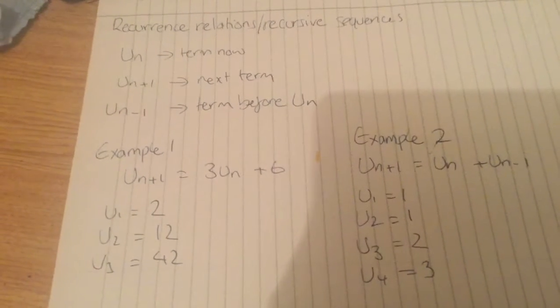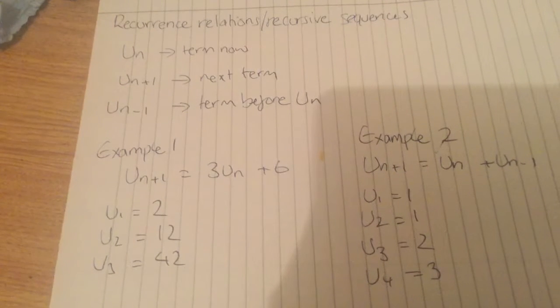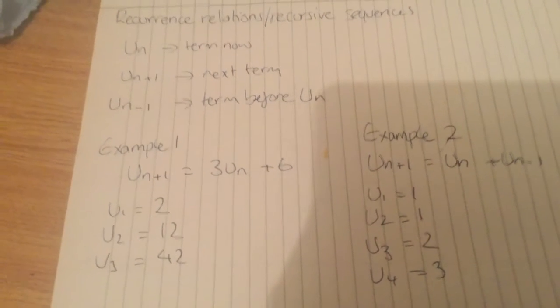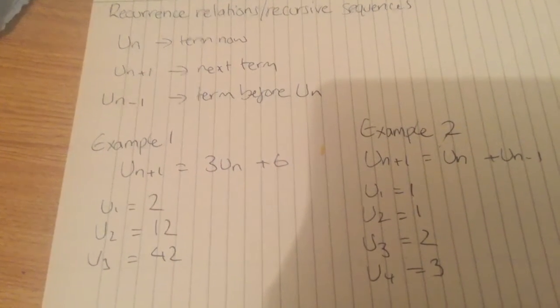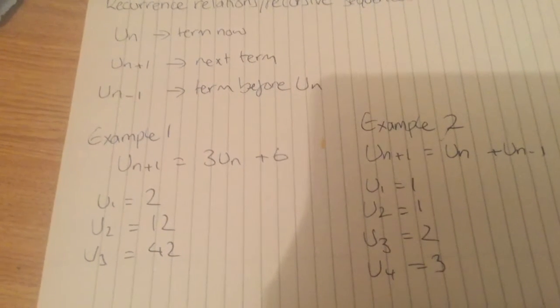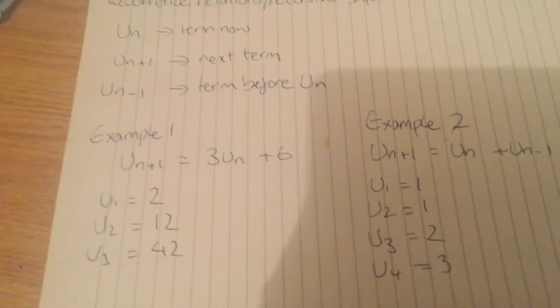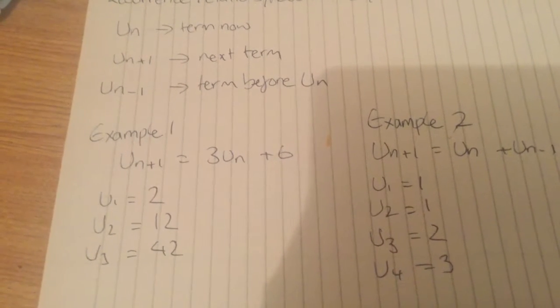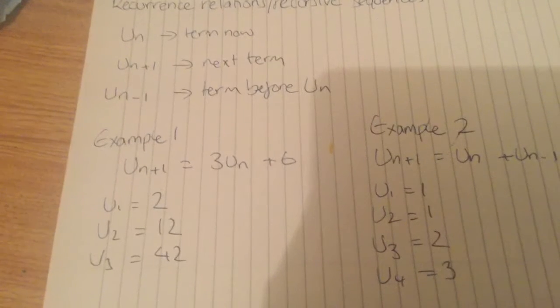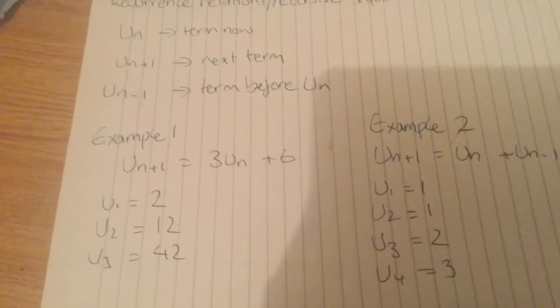Let's have a look at example 1 really quickly. Here we've got u_{n+1} = 3u_n + 6. What is that saying to us? It means to get the next term, you multiply your last term by 3 and add 6. So put 2 in there as your first term, u1, and you generally will be given a term, whether it's the first or another, and either you'd go forward or backward. Going backward is just a matter of undoing.